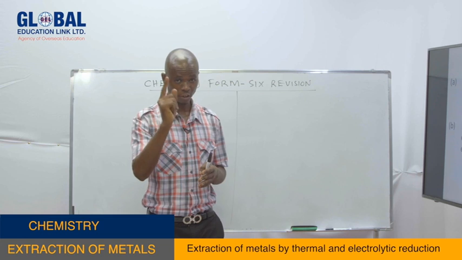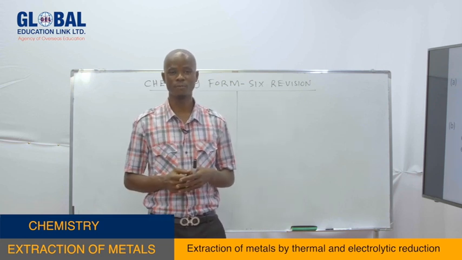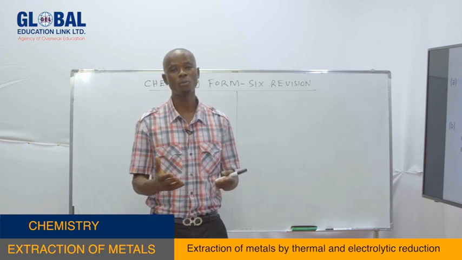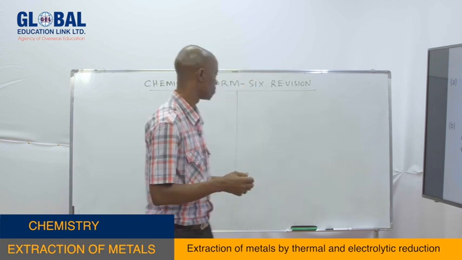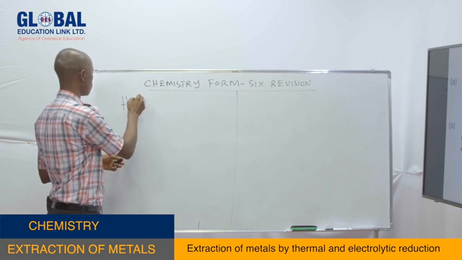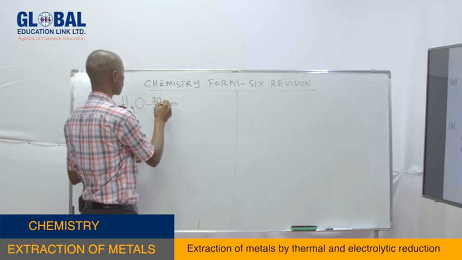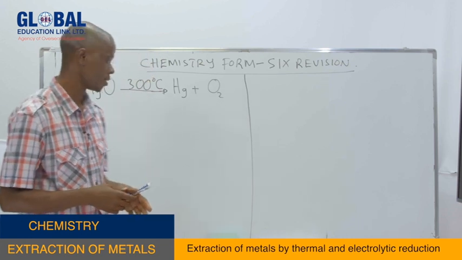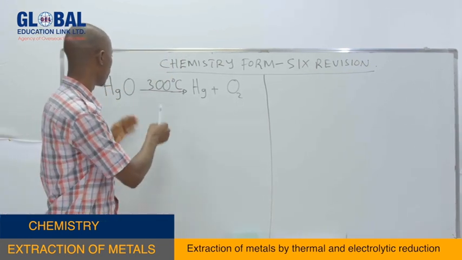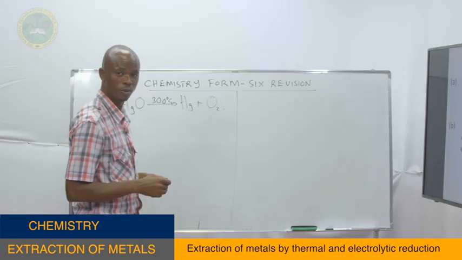For example, number 1, if you remember well, thermal reduction. In thermal reduction, we said that the oxides of the metals which are found at the bottom of the reactivity series can be extracted by this method. That is thermal reduction. For example, mercury. You can reduce mercury oxide into mercury by just using heat alone. That's very simple. For example, mercury oxide can be heated to about 300 degrees Celsius to get mercury and oxygen gas. Therefore, my dear students, you can try to take a piece of paper and balance this simple equation. So that is thermal reduction.